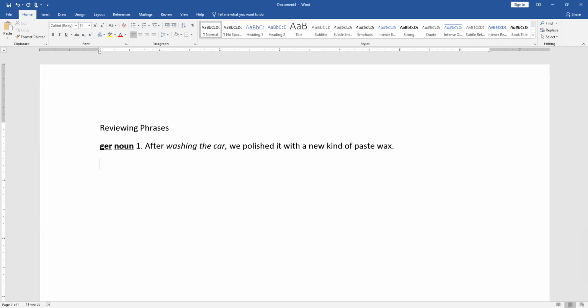So what other noun is it describing if it's an appositive? So washing the car just renames a person? Or does it tell you what the person is doing? Right, definitely not the subject. We polished it with a new kind of paste wax. That's your main sentence. So it's outside of the main sentence. But it's a noun. The appositive will always follow the noun that it's describing. Right, yep.